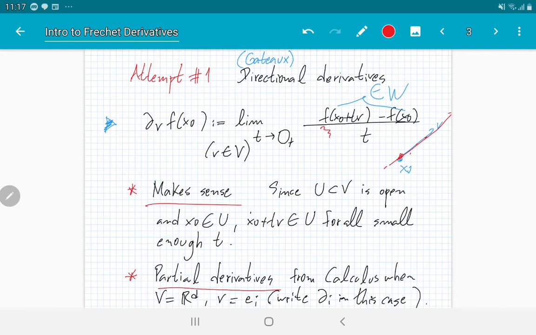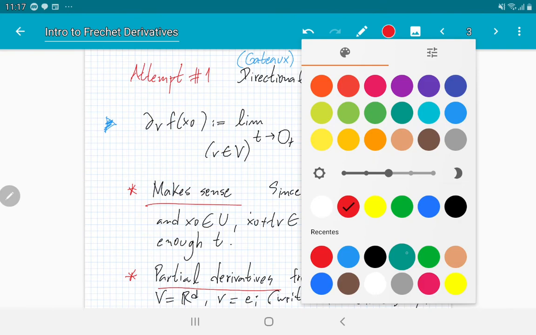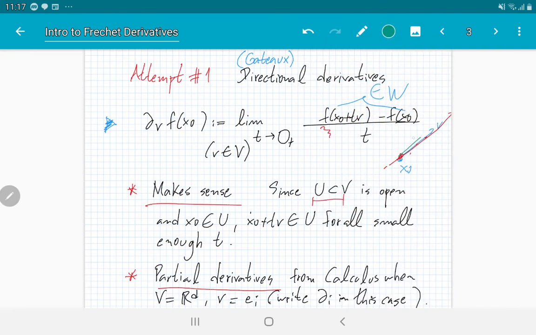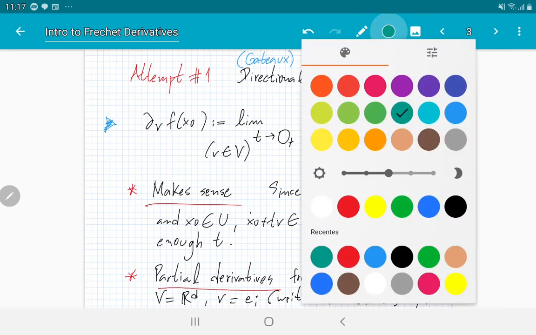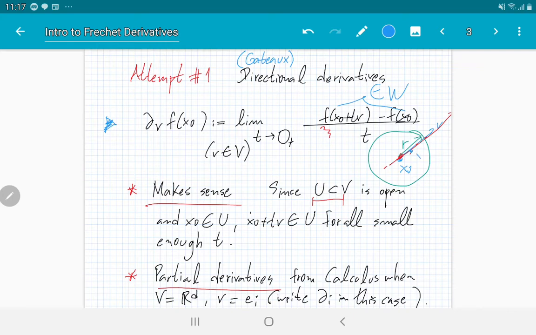And of course, this definition makes sense. It makes sense to take this limit because since U, the domain, is an open set and x naught is an element of this open set, that means, as we all know by now, that there's a protective bubble around x naught of radius r that's entirely contained in the domain, meaning that if I look at x naught plus tv for t small, this is also an element of the ball and therefore an element of U, right? So it makes sense to take this limit.